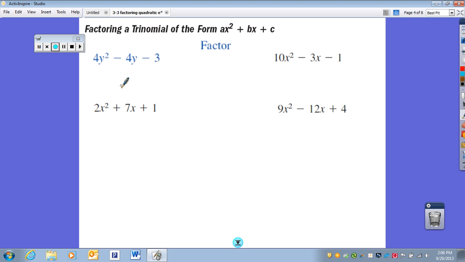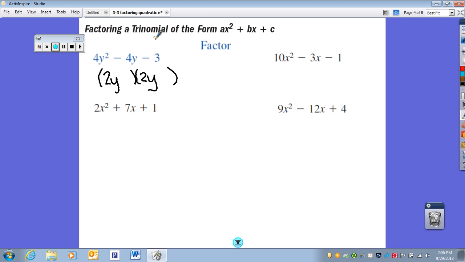4, negative 4, and negative 3. And that would be no. So we're going to draw our parentheses, and I'm going to use trial and error. So I say to myself, what could I multiply together that gives me 4y squared? So I'm going to try 2y and 2y.